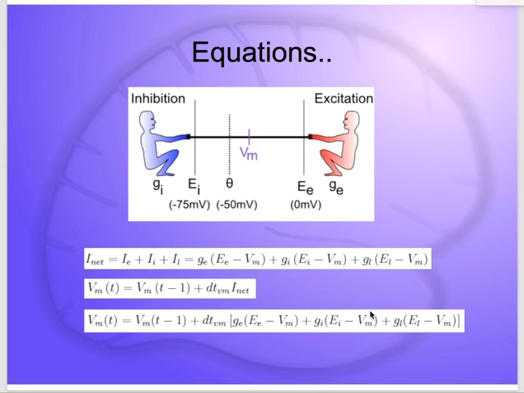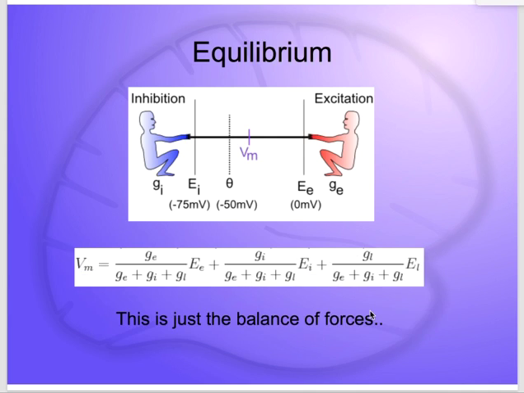And then you can also pull that apart and combine the first two equations, and that gives you the bottom equation, where you can look at the membrane potential in terms of the previous membrane potential plus the conductances times the differences between the driving potentials for each of the conductances and the membrane potential.